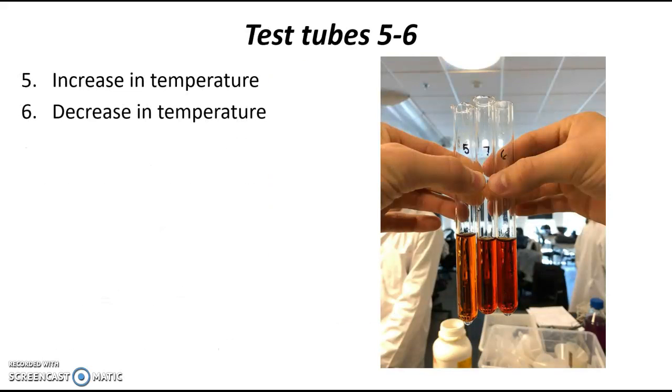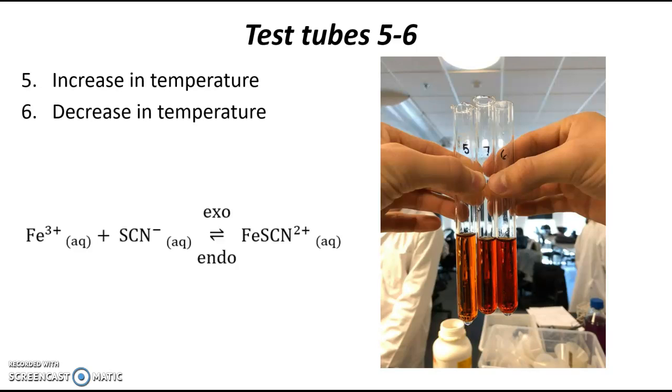In test tubes 5 and 6, we first increased the temperature in test tube 5, and then we decreased the temperature in test tube 6. In test tube 5, the reaction became slightly less red, and in test tube 6 it became slightly more red, slightly darker red.